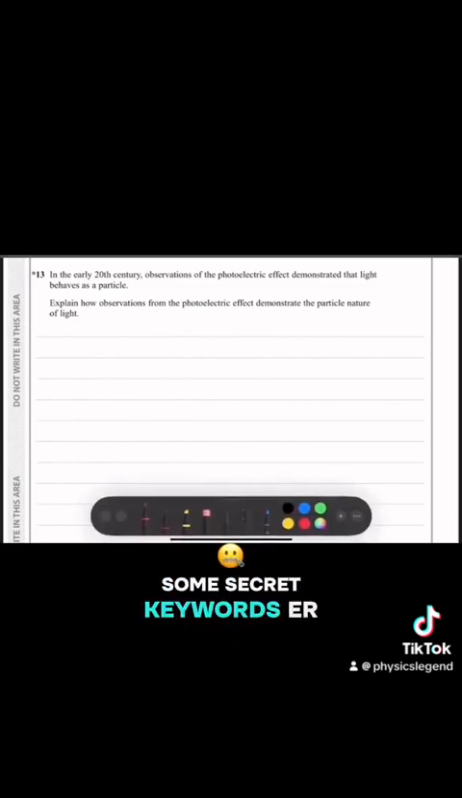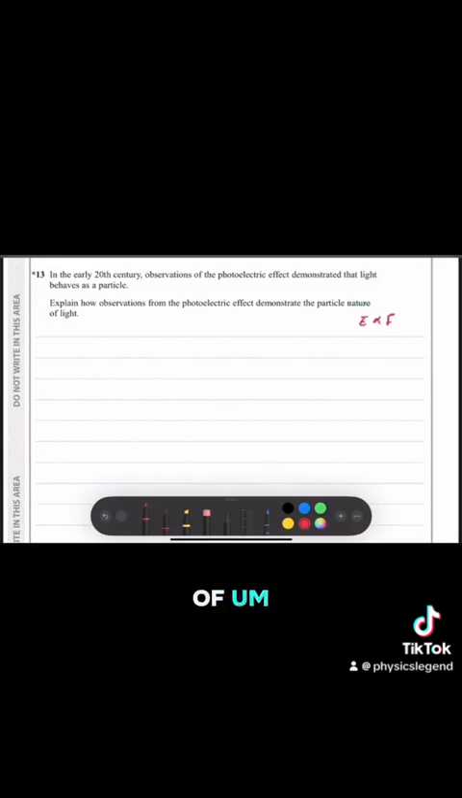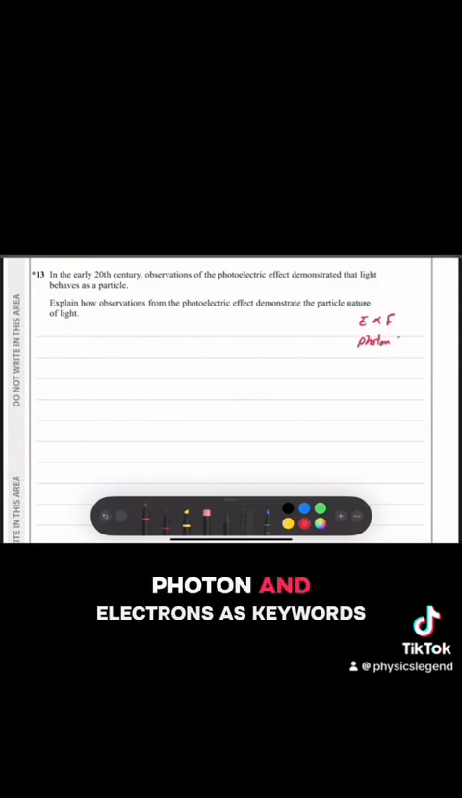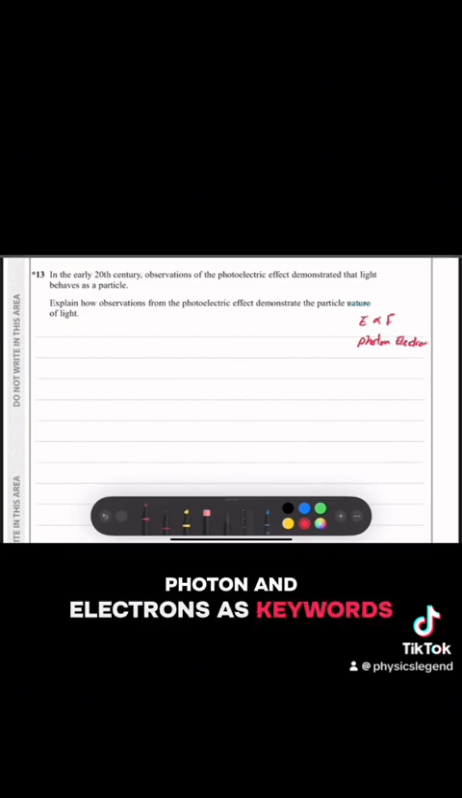The examiner here is asking about how observations from the photoelectric effect demonstrate the particle nature of light. So I have some secret keywords to answer the question. Firstly, I need to link the energy of the photon to the frequency, and the second point is to make sure we have photon and electrons as keywords.